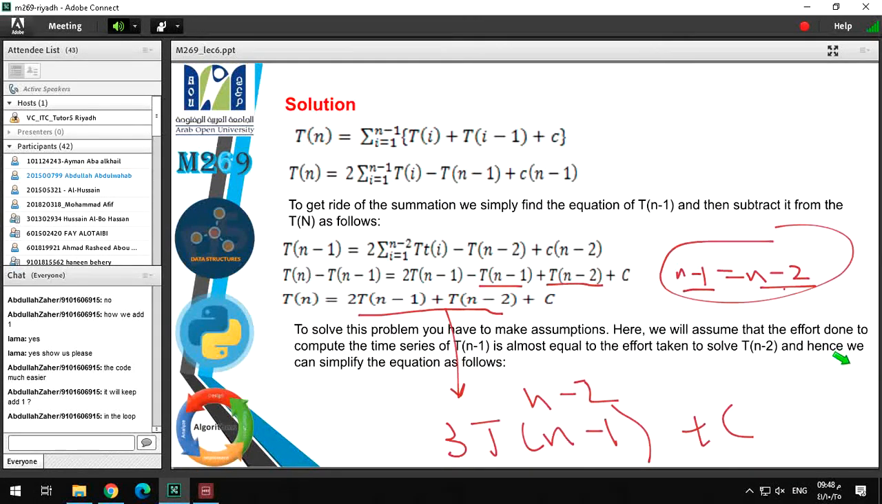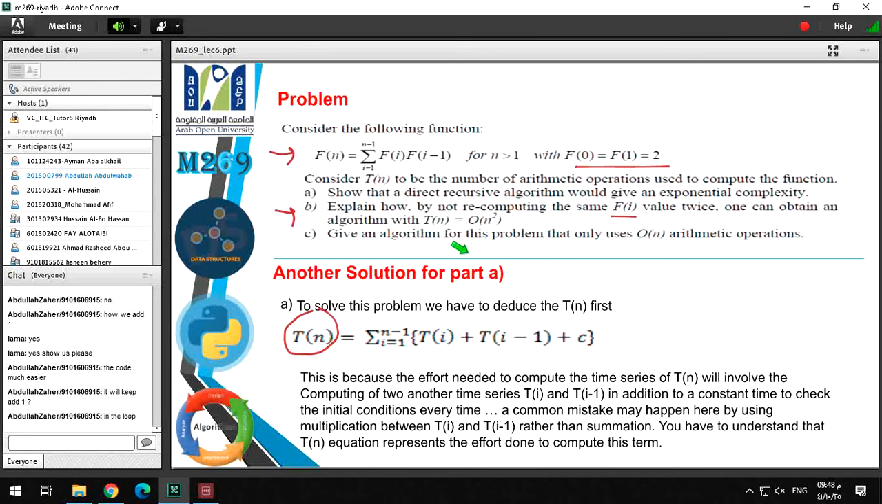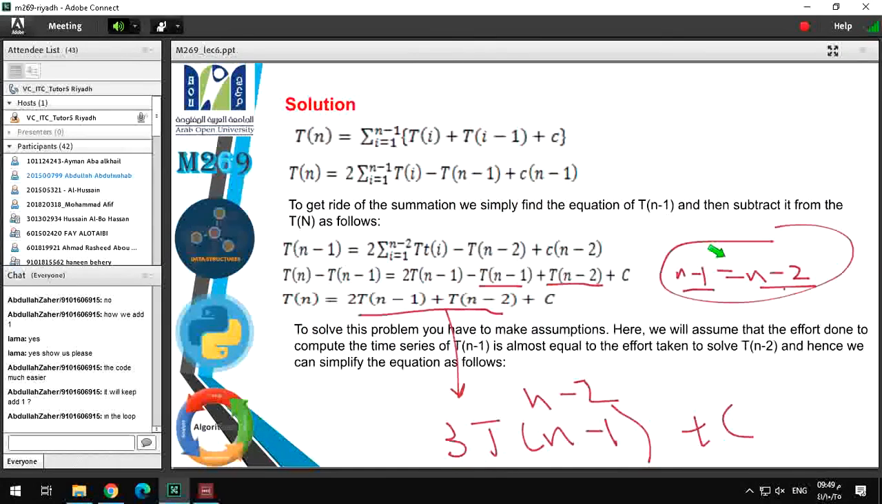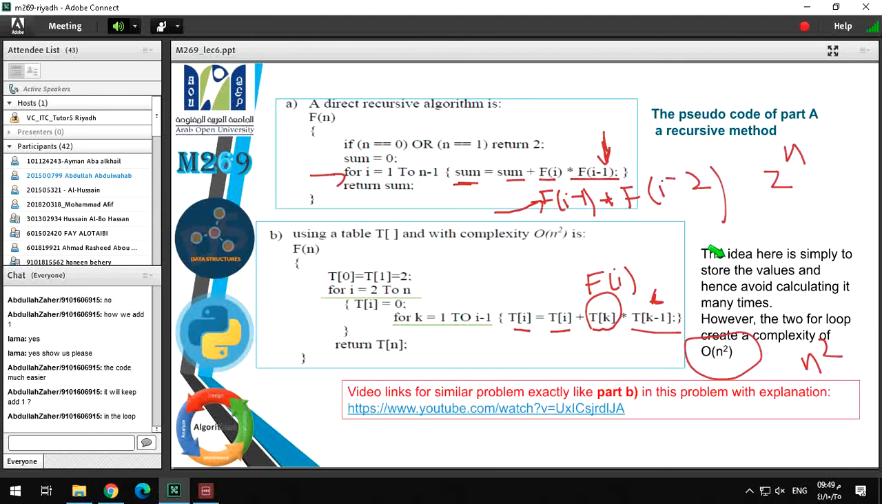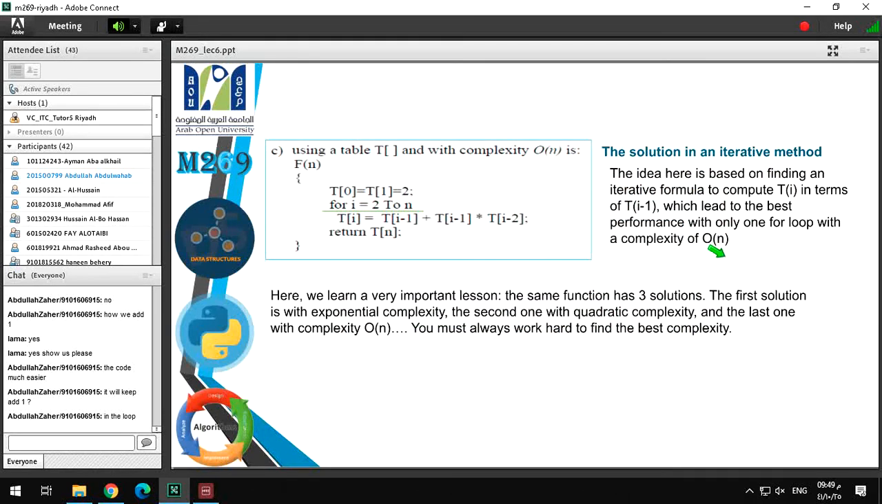In the last question, give an algorithm for this problem that only uses O of n. So it must be much better than what we have reached. Okay, how to do this? It's actually to find a formula to compute T(i) in terms of T(i minus 1). So how can we find T(i) from T(i minus 1)? Here we need only one for loop, which will go n times. And from here we find T(i) equals T(i minus 1) plus T(i minus 1) multiplied by T(i minus 2).